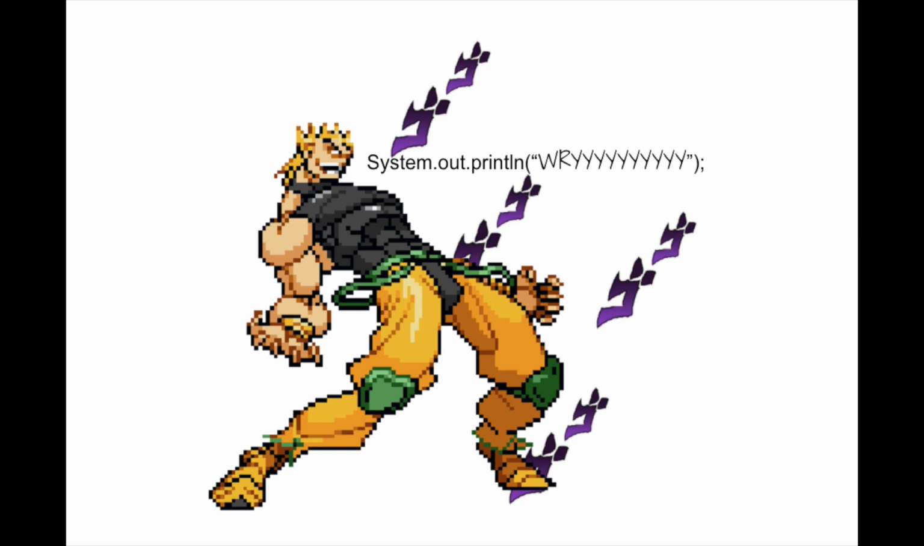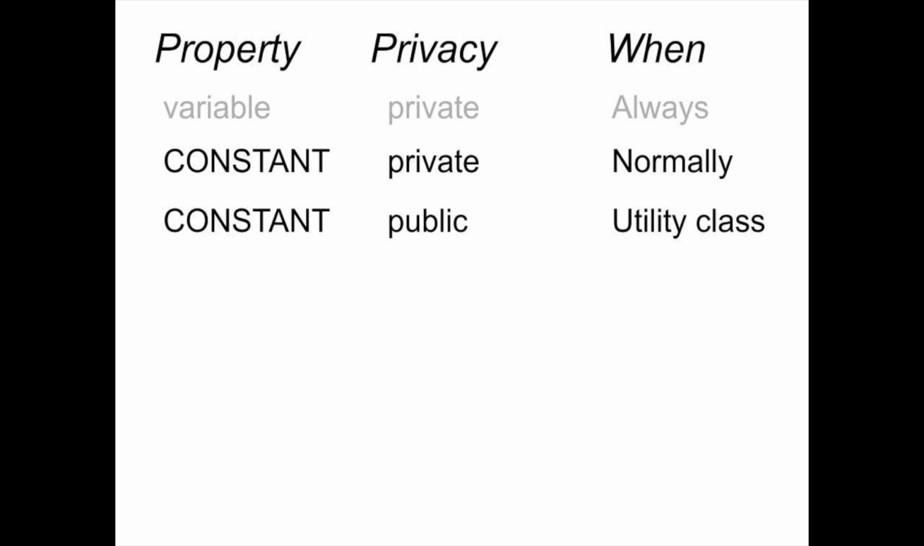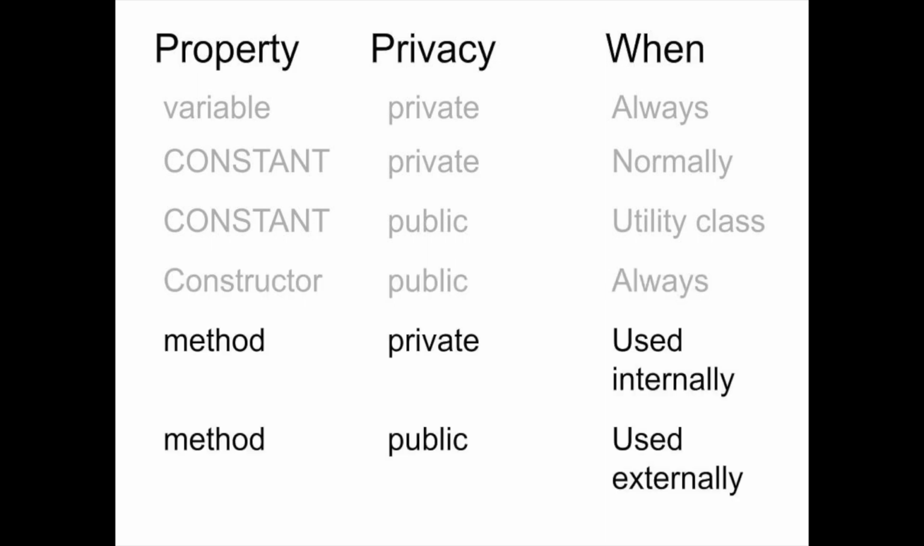There are a few general rules to follow. Variables are always private. Constants are almost always private unless it's being used in a utility class, then it can be public, because the idea is that a bunch of classes are going to use it. Constructors are almost always public. For now, just assume always. Methods are entirely dependent on what it does. If the method will be called by other classes, then it's going to be public. If it will be used internally to support other methods, then it'll be private.